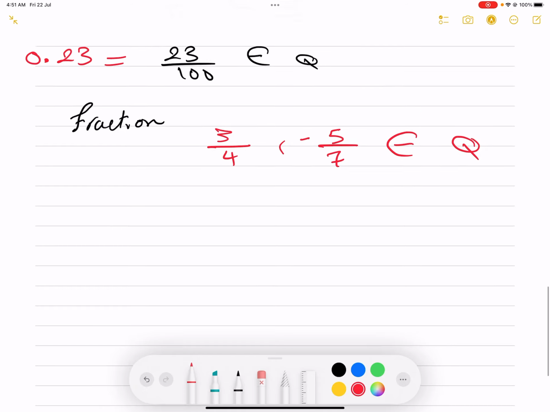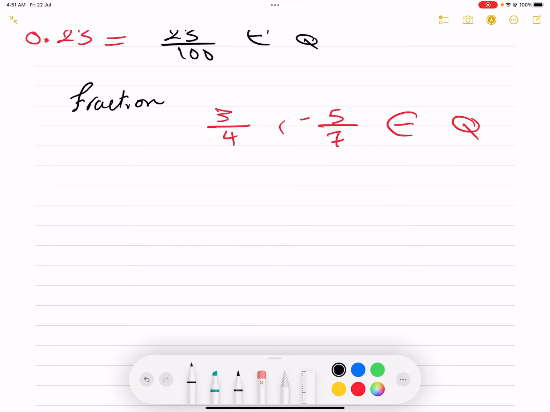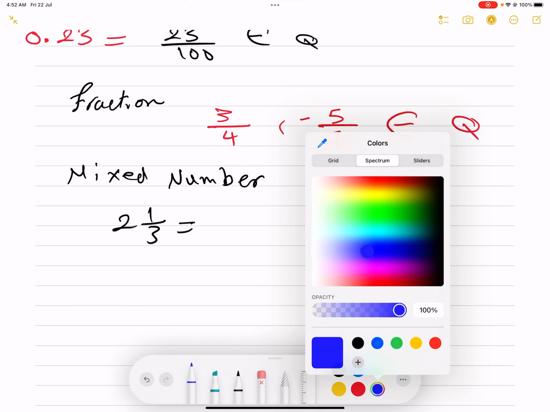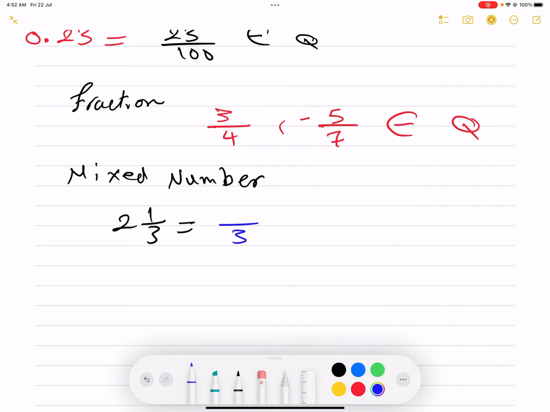Okay. What about the mixed number? What do we do with the mixed number? Let's remember what the mixed number is. It consists of a whole number plus a proper fraction, like 2 and 3. We can convert it to an improper fraction: keep the denominator, 2 multiplied by 3 is 6, plus 1, it will be 7. Is it written in the form of numerator and denominator? Yes, so it belongs to rational.